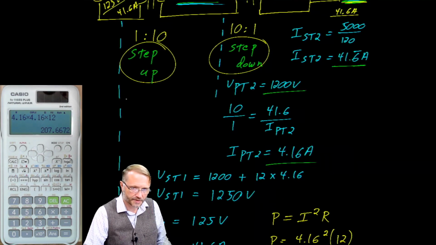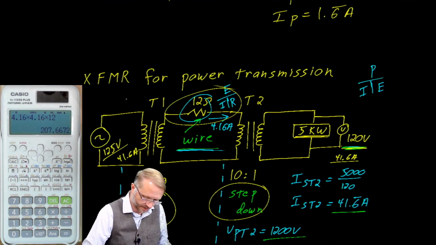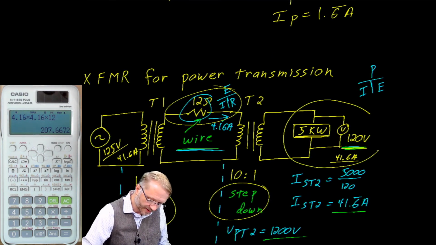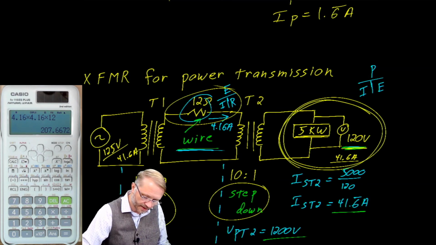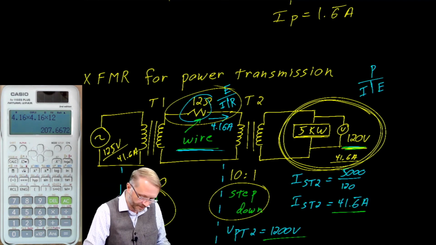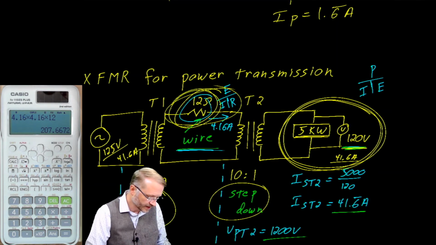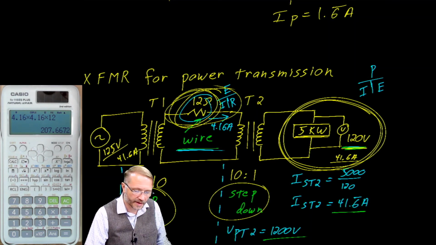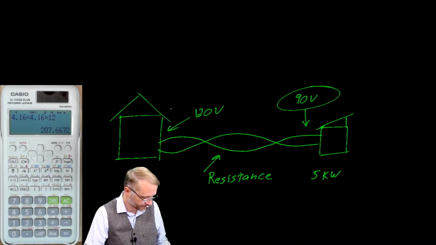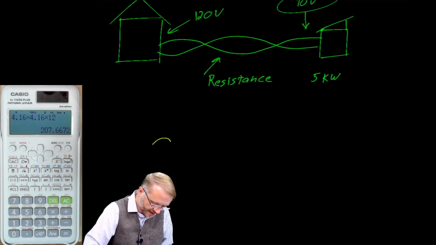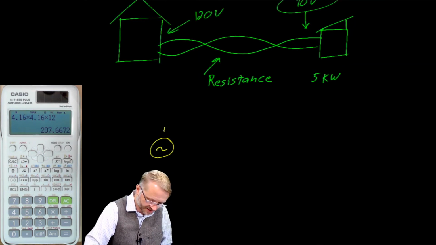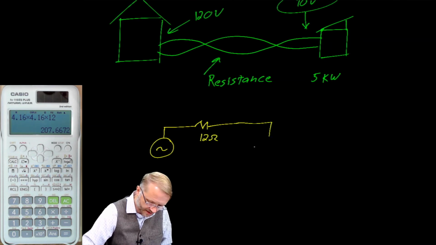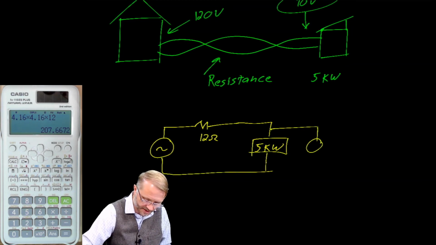Suppose we tried to do this without the transformer. Let's do a calculation where we still have to get 5 kW with 120 volts to our load, and we still have the 12 ohm wire, but this time we don't have the transformers in the circuit. So we end up with something that looks like this. We have our unknown voltage source, a 12 ohm wire. We still have to get 5 kW out here, and we have to have 120 volts as measured at the load.